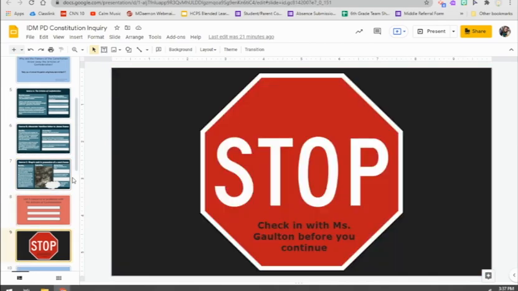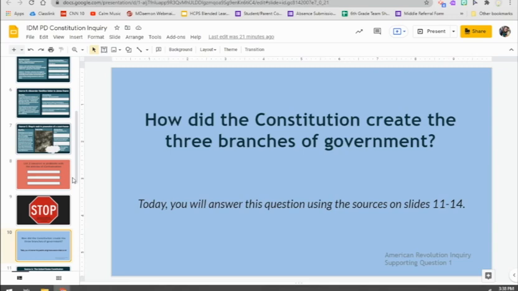And then I have this stop sign for them to come check in with me. Since this was my first attempt at an inquiry with this group, I wanted to gauge how long it would take. So it was kind of a selfish check-in so that they would come to me and I would know how long it had taken them and gauge for planning and for deciding what to do moving forward. And then for most of them, I said, okay, you got to the first stop sign, you're done for the day. And then on the second day, they would come back to the same document and move on to the second supporting question.